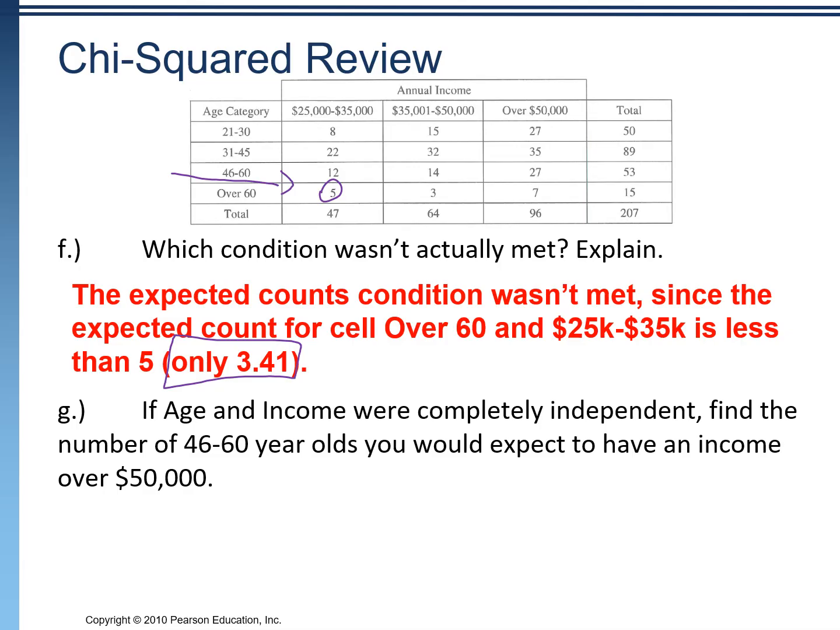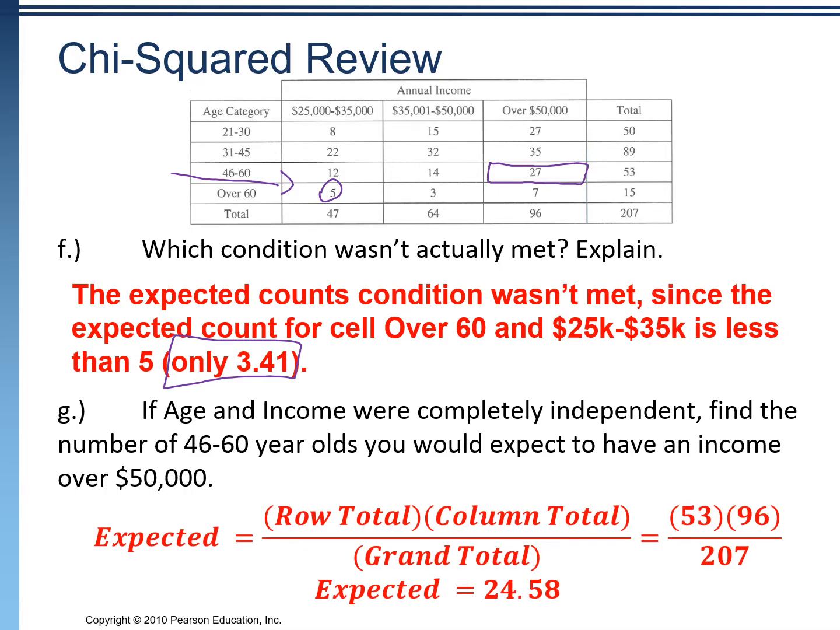Part G, if age and income were completely independent, find the number of 46 to 60-year-olds you would expect to have an income over 50,000. So we're talking about this cell right here. We can see the observed, the actual count was 27. The expected count is calculated just like we would find an expected value for any of our other cells. So we would do row total times column total over grand total, and we get an expected value of 24.58.